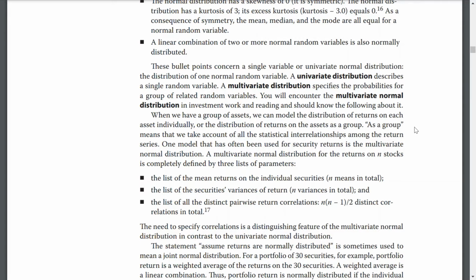When we have a group of assets, we can model the distribution of returns on each asset individually, or the distribution of returns on the assets as a group. This means that we take account of all the statistical interrelationships among the return series. One model that has often been used for security returns is the multivariate normal distribution. A multivariate normal distribution for the returns on n stocks is completely defined by 3 lists of parameters.